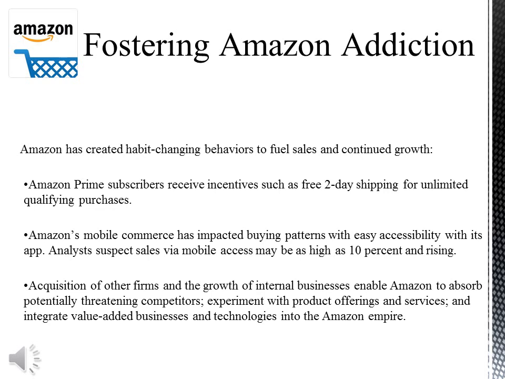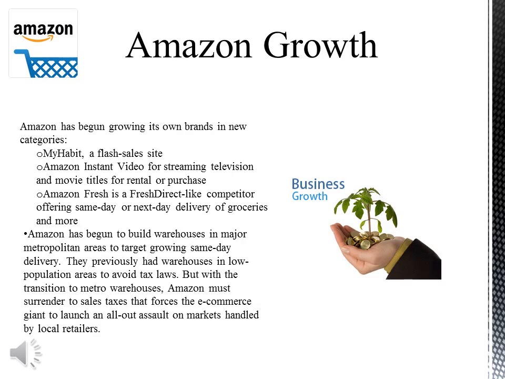Acquisition of other firms and the growth of internal businesses enable Amazon to absorb potentially threatening competitors, experiment with product offerings and services, and integrate value-added businesses and technologies into the Amazon empire. Amazon has begun growing its own brands in new categories. MyHabit is a flash sale site. Amazon Instant Video is for streaming television and movie titles for rental or purchase. Amazon Fresh is a FreshDirect-like competitor offering same-day or next-day delivery of groceries and more.